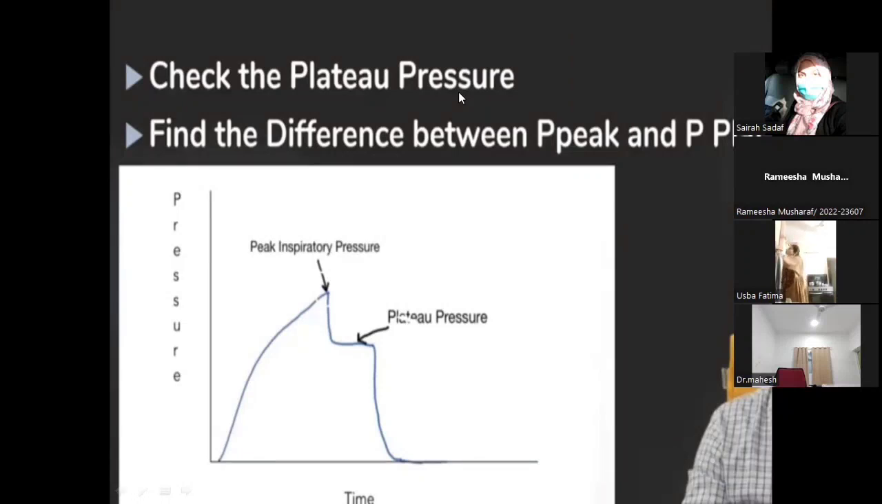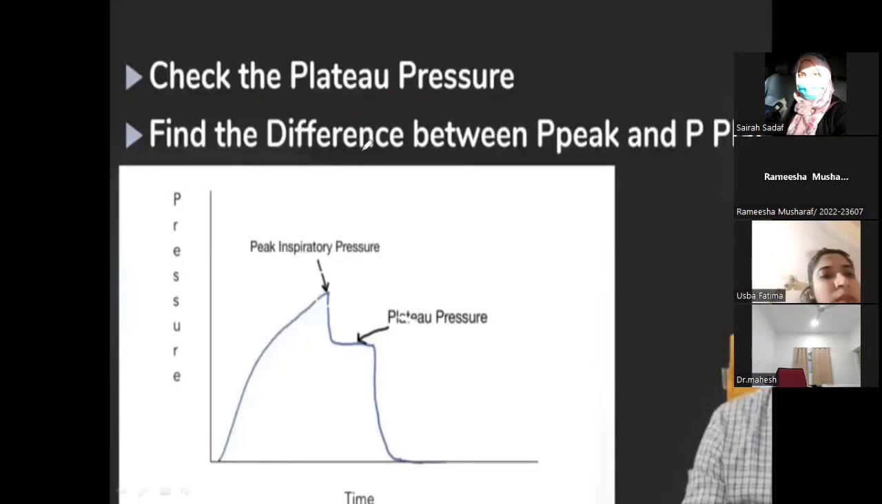Of course, you have to do all these things. But if your patient is not crashing, and if your patient is hemodynamically still stable, then what will you do? You have to differentiate between the causes. It will help you manage the patient and help you diagnose or reach the problem. And how will you do it? You will check the plateau pressure. And how will you do it? Does anyone know?